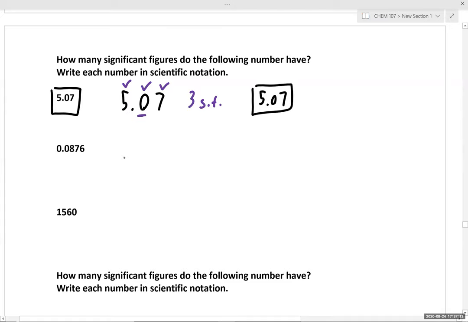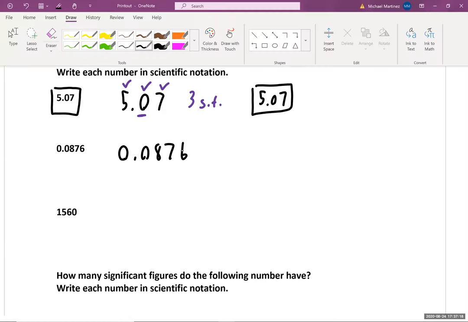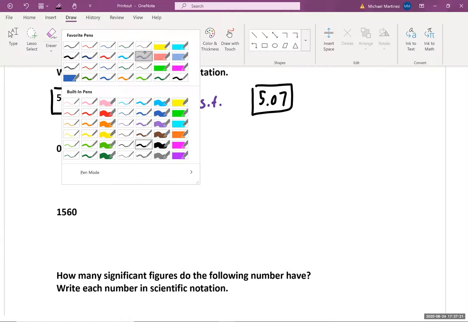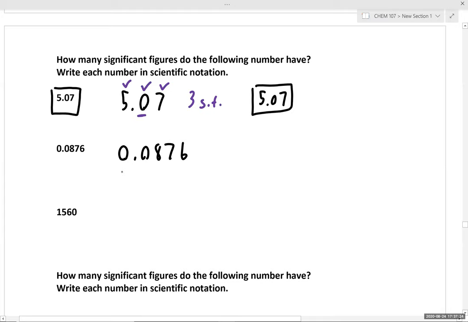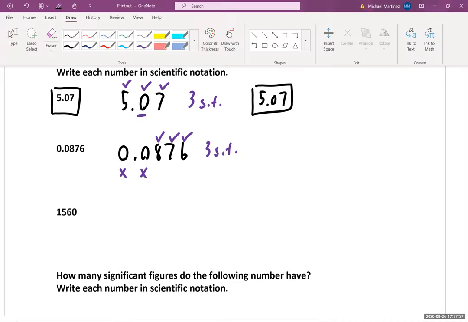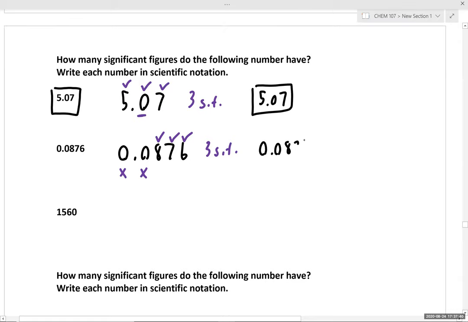So let's look at this next number, 0.0876. Looking at this number, we have some leading zeros, so zeros before the first non-zero number. Leading zeros are not significant, and all of our non-zero digits are significant. So this number would have 3 significant figures. And if we wanted to write this number in scientific notation, we'd have to move our decimal point a total of 2 spaces to the right, and that would give us 8.76 times 10 to the negative second.